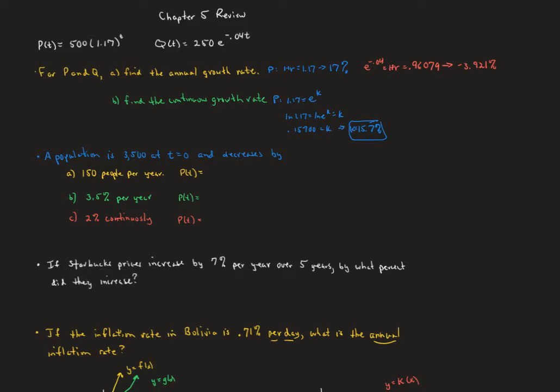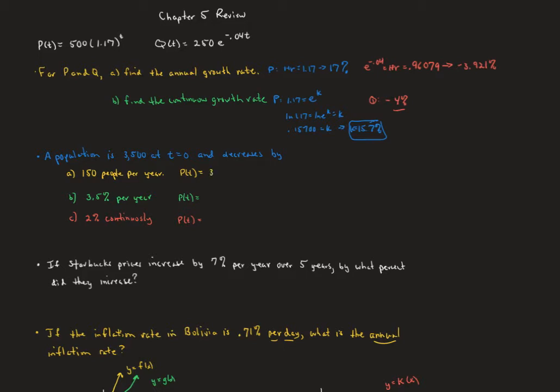And for the Q, then we can say the continuous growth rate is just going to be a negative 4%. That one's pretty straightforward. The next problem, the population is 3,500 at time 0, and if it decreases by 150 per year, that means that it's linear.